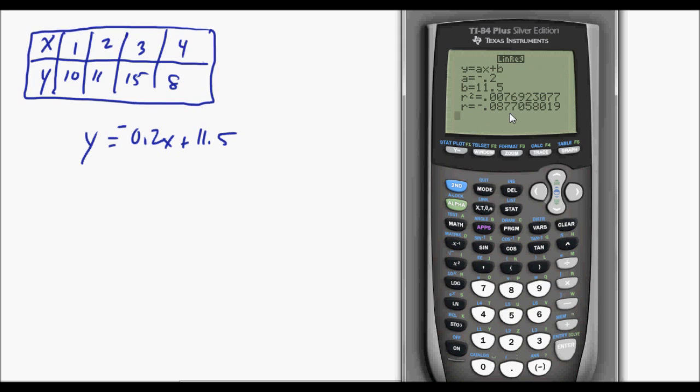So our R is negative 0.08. So it's not a very big correlation at all. In fact, it's close to 0. But that's all right. Okay, so make sure your diagnostics are on, and that will get you through stats, just knowing how to do that.